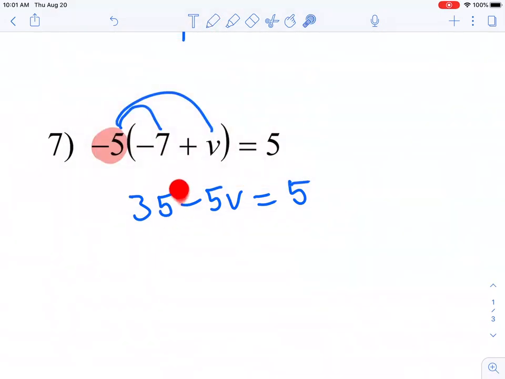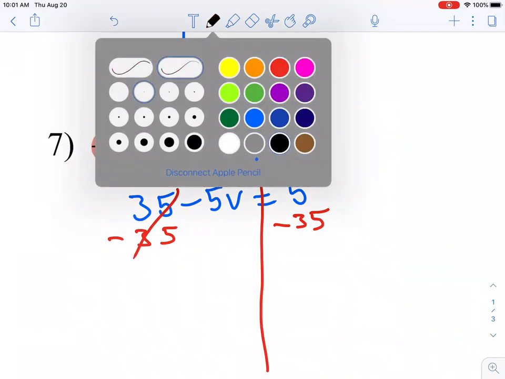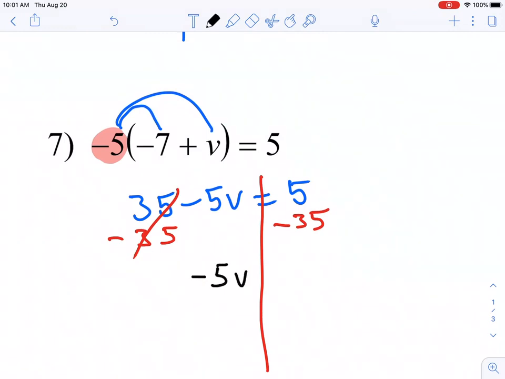I'm going to get rid of my term that is adding or subtracting first, and then I will take care of my term that's multiplying or dividing. So I get rid of my 35 by subtracting it to both sides. Those cancel, and we are left with -5v equals -35 and a +5. Signs are different, so I will subtract and get 30, and then keep the sign of the larger number.